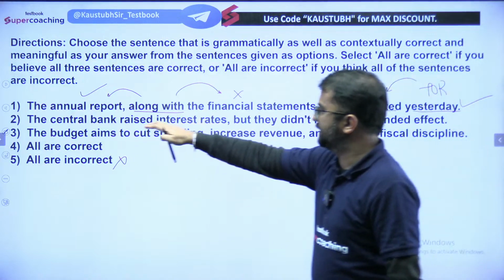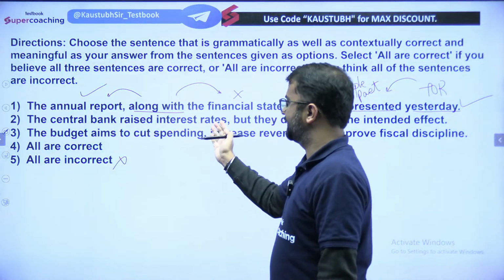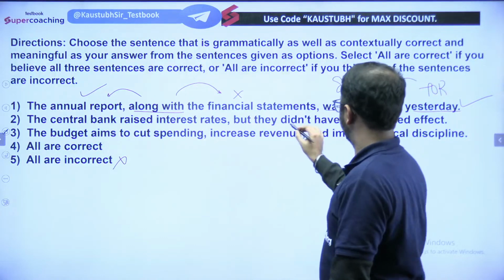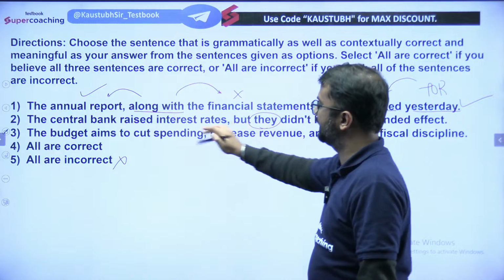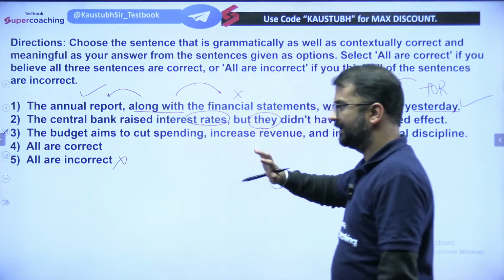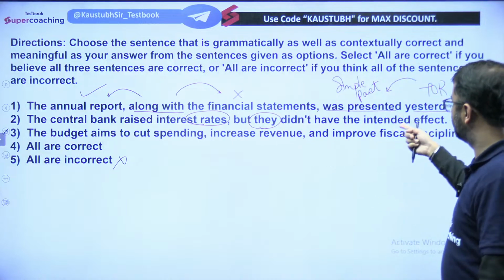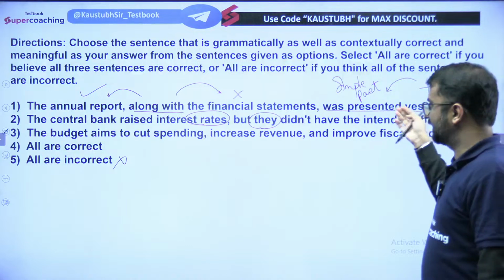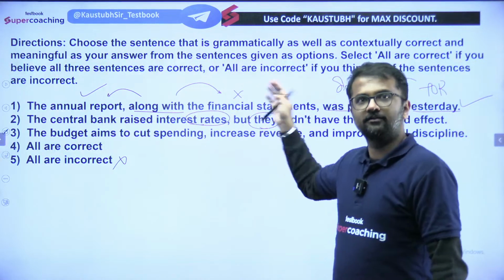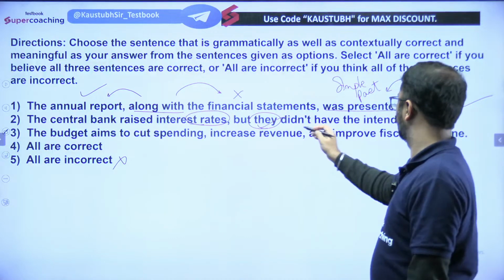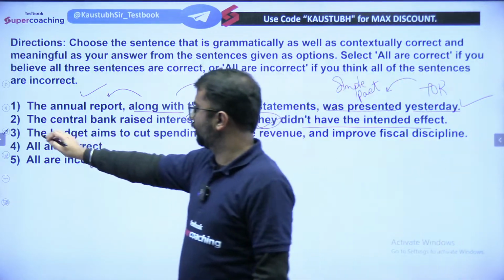Then the central bank raised interest rates. Raised मतलब बढ़ाया, है ना? But they didn't have the, they मतलब जो है ना, ये they लिखा है किसके लिए? सेंट्रल बैंक के लिए नहीं, इंटरेस्ट रेट्स के लिए लिखा है. Why? Because you see they did not have the intended effect. जो intended effect था किस चीज का? इंटरेस्ट रेट्स का, वो नहीं कर पाया. So "they" is also written correctly here, did not have the intended effect. So option number 2 is fine.